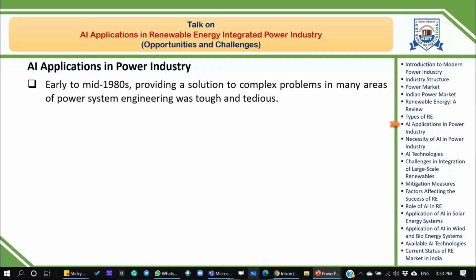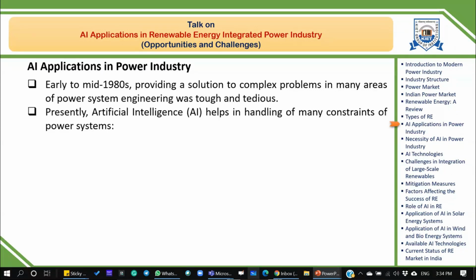In the early to mid 80s and 90s, power system engineers were using AI techniques to solve complex problems in the power system. So in power system analysis, there is one topic, computer methods in power system, where people are working on different soft computing techniques, like AI techniques, for solving complex problems like parameter evaluation, efficiency enhancement, optimization in the power network, economic load dispatch, optimal power flow. These are the various areas where AI has already been implemented.